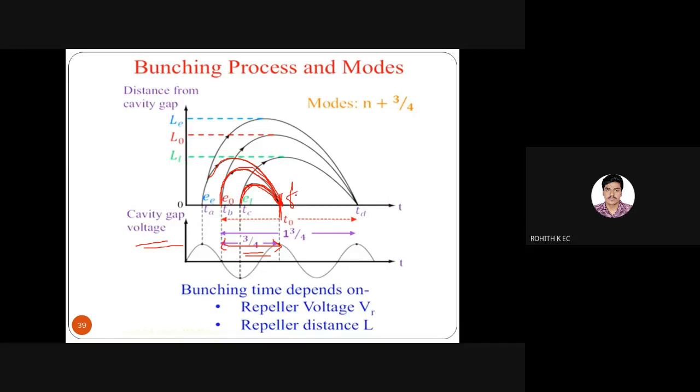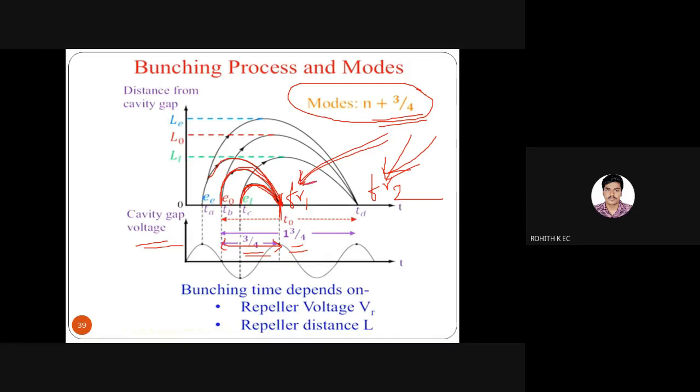If I call this frequency FR1 and this FR2, then if I want to operate at FR1, my bunching time taken is 3/4. If I want to operate at FR2, my bunching time taken is 1 and 3/4. So depending on whether I'm operating at FR1 or FR2, I have modes where N is equal to 0, N is equal to 1, and so on, right? These modes indicate where my resonance frequency points are. For larger power transmission, the preferred resonance frequency point is FR1, but depending on our application, we may go for FR1 or FR2, or mode 0, mode 1 or mode 2.